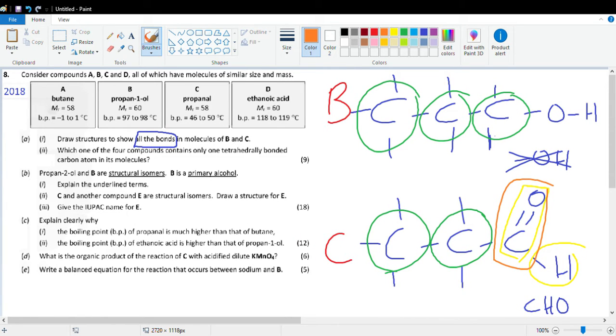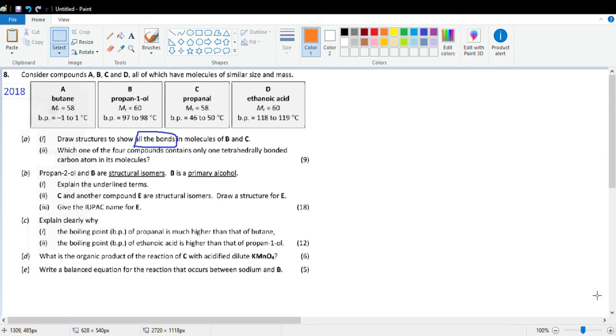So question B is some definitions. First of all, explain the underlined terms. I'm not going to attempt to write these out on the touch screen, but I'll just talk you through them. So structural isomers are two molecules that have the same molecular formula but different structural formulas. There would be 6 marks for that definition: 3 marks for saying that they have the same molecular formula, 3 for saying that they have different structural formulas. Or you could say that the atoms are arranged in a different way instead of saying structural formulas.